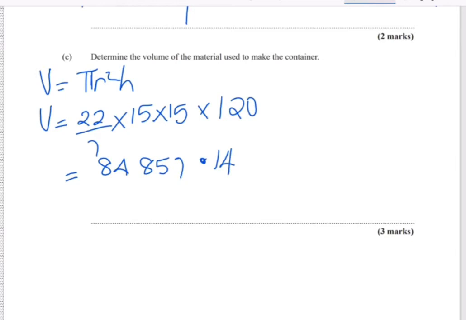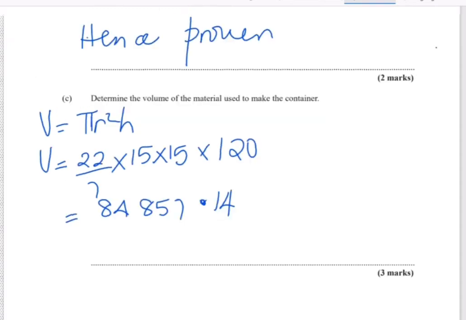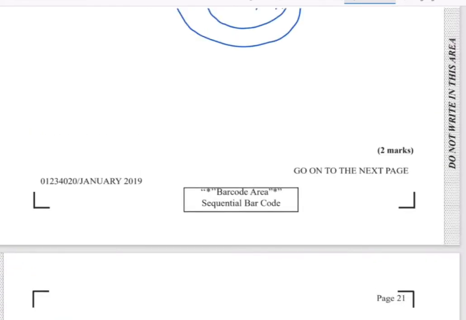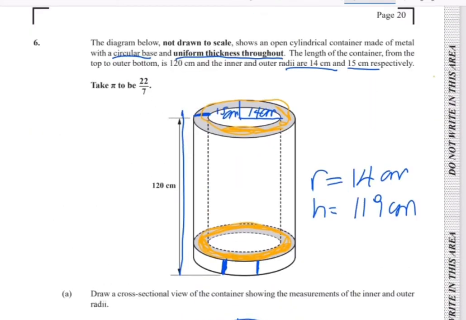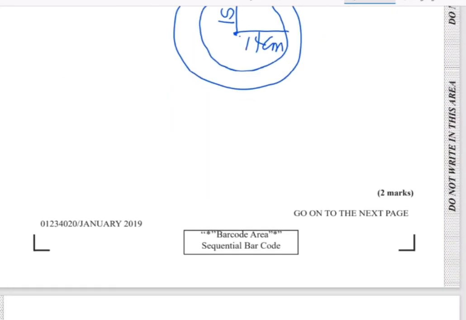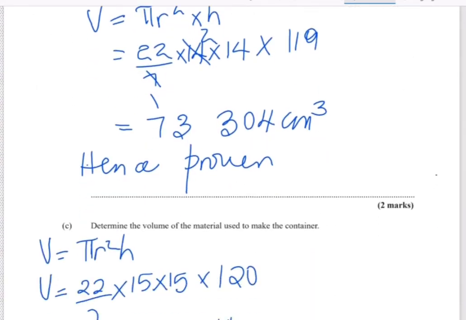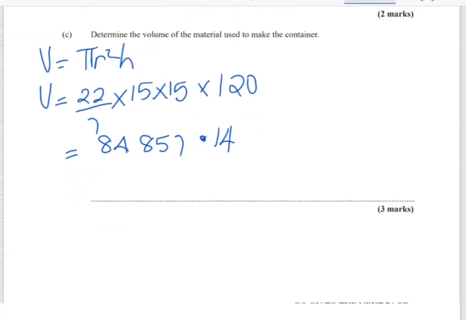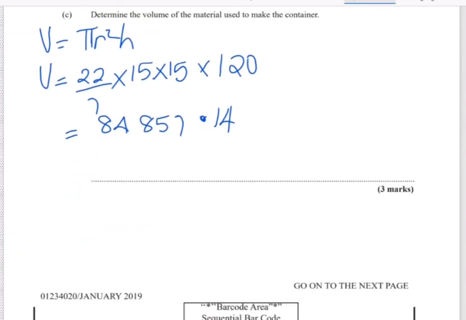So now we're going to find the material used to make the container itself. We're going to subtract the volume of the small one from the volume of the large one. And the volume here for the small one was 73,304. So we go ahead and we say volume of material.